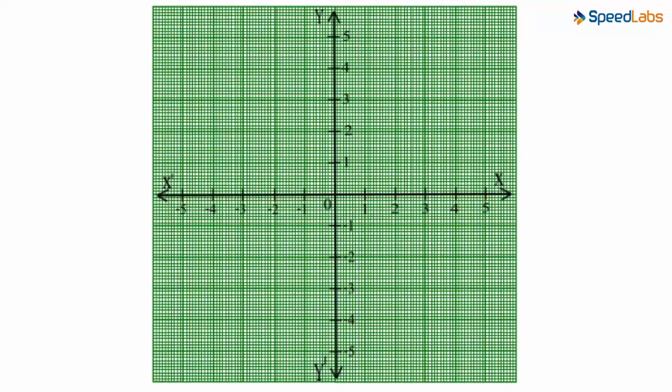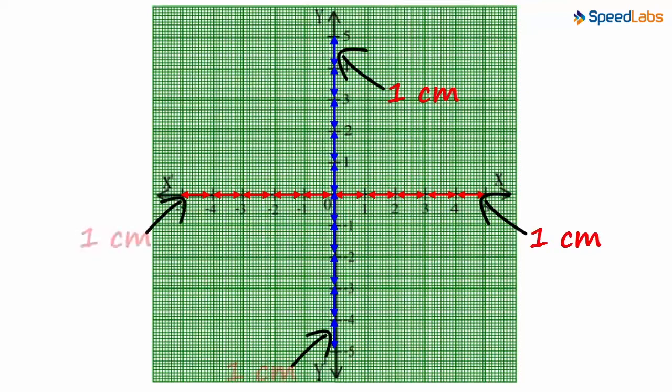Observe it well. All the coordinates are marked at the thicker lines of the graph paper. So every unit on both the axes is equal to 1 centimeter. This is 1 centimeter, this is 1 centimeter, and this as well is 1 centimeter.